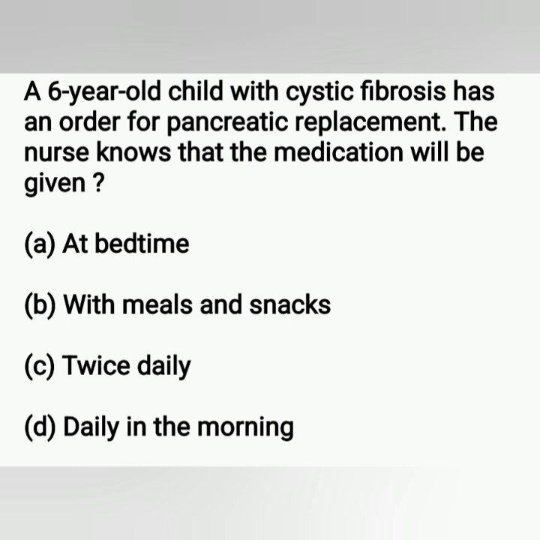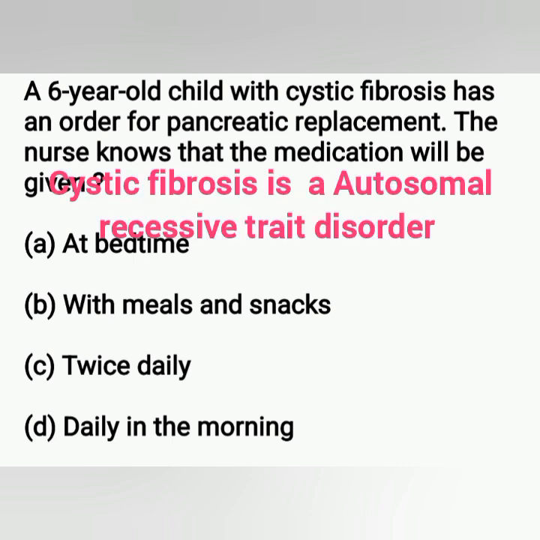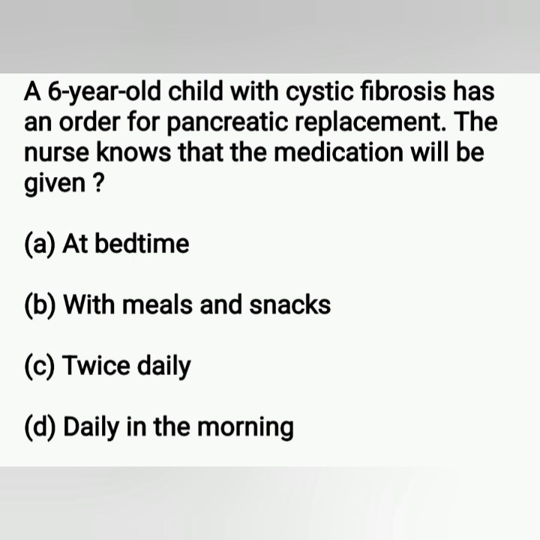Here the question is, a 6-year-old child with a diagnosis of cystic fibrosis has an order for pancreatic replacement. Our question is, at what time will the medication be given? Cystic fibrosis is a chronic multisystem disorder, an autosomal recessive trait disorder, characterized by exocrine gland dysfunction. Organ transplantation is one option to increase the survival rate in this case. So here the medication can be given along with meals and snacks.